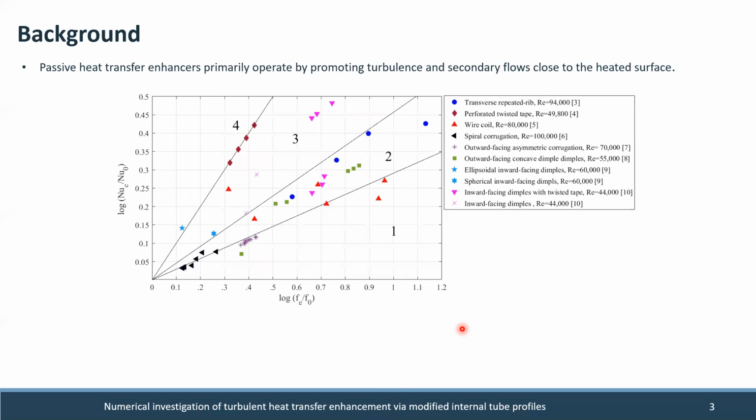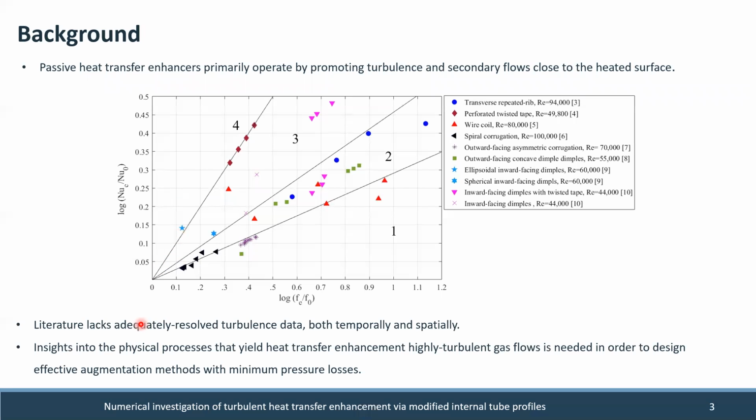We saw that among different enhancement methods, ellipsoidal inward facing dimples can have a very good performance for highly turbulent gas flows. They can be even in region 4. But we have some problems here.